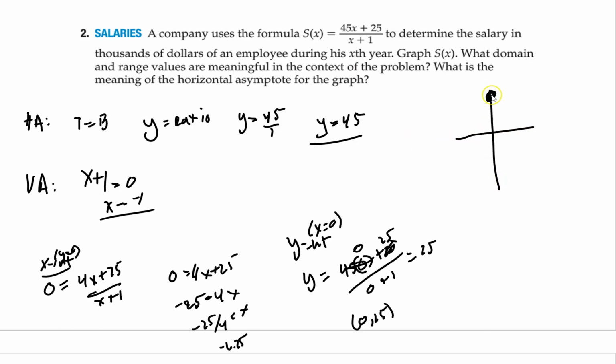You want me to graph it? Y-intercept's at 25. I have an asymptote at 45, so way up there. Let's make that the asymptote. Y-intercept's right here at 25. And the vertical asymptote's at -1. Now, I already have my y-intercept, and my x-intercept was at about -0.55. So, as always, let's graph this.